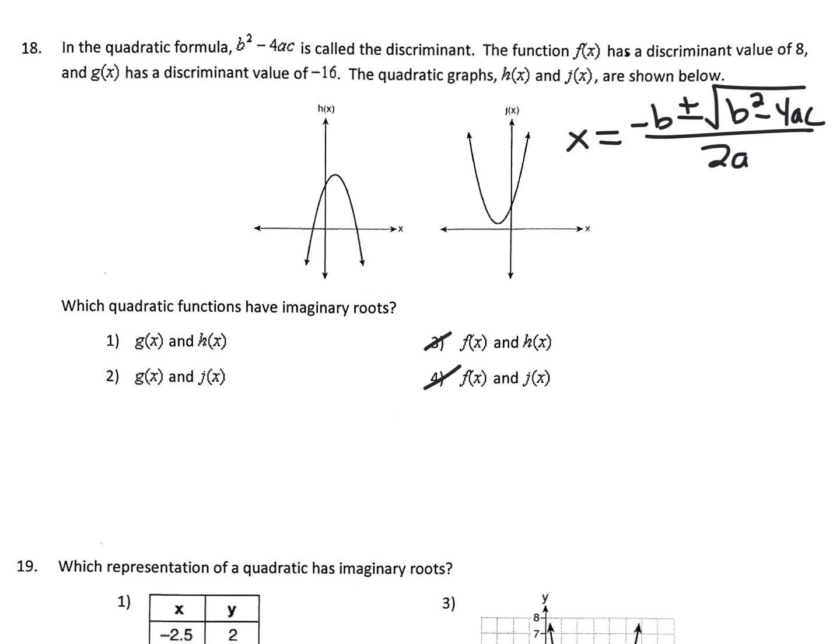Let's cross those off. Now we're deciding between h of x and j of x. Well, here's h of x, and here's j of x. Okay, remember, imaginary roots do not intersect the x-axis. So if you have a quadratic, a second-degree equation, this one has 2 real roots because real roots intersect the x-axis. This one is not intersecting the x-axis. So this one has imaginary roots. So j of x would also have imaginary roots. So this is going to be choice 2.